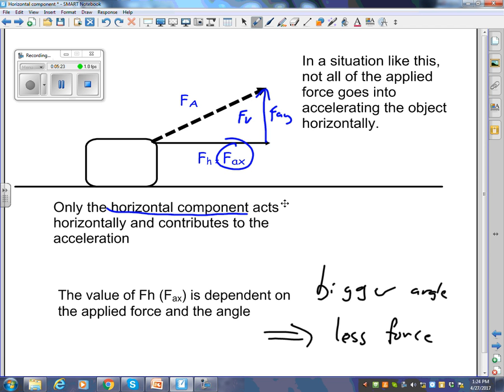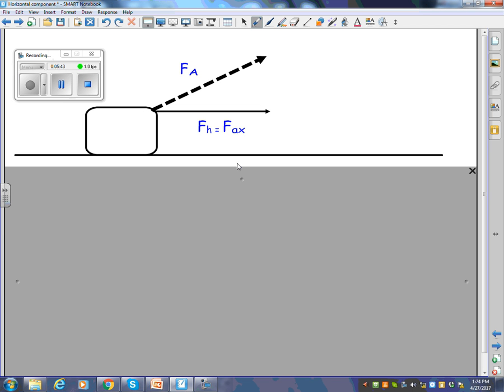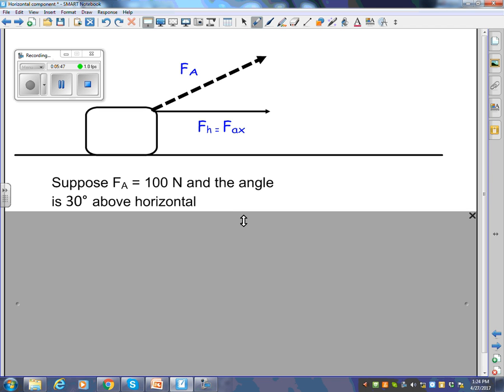Okay, now, if FA is 100, how do I find out the value of FAX? I guess with the angle, maybe. Well, here it is, right? You don't need to redraw the picture, obviously. I just needed it on this slide so I could refer to it. Suppose FA is 100 and the angle is 30 degrees above the horizontal.